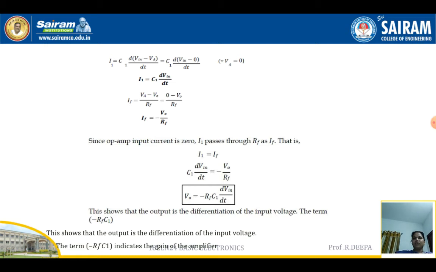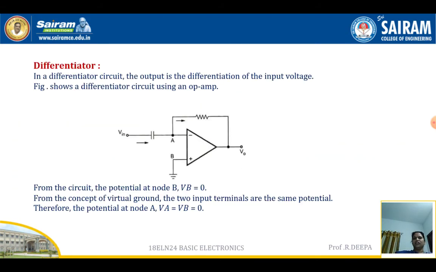If you observe this equation for the output voltage, it differentiates the input voltage. Hence it acts as a differentiator. The parameter minus RF into C1 is the gain of the amplifier. So I can conclude that this circuit differentiates the input voltage Vin, and the gain of the differentiator is RF into C1. Thus this circuit acts as a differentiator.